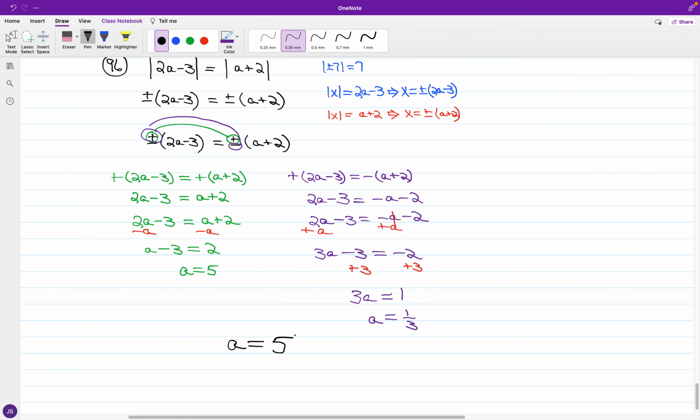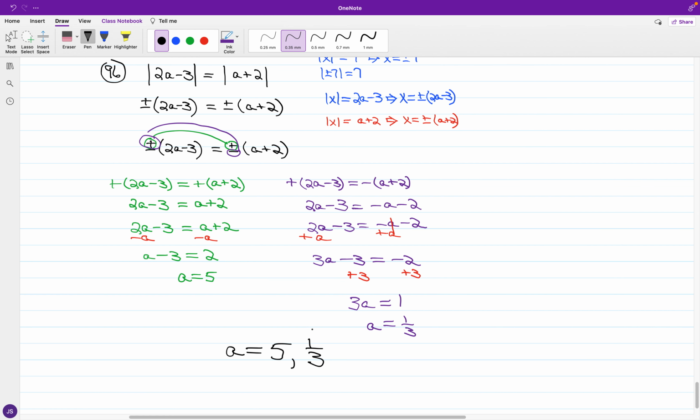So for what we have in the case of 96, that one is quite different. One value of a is going to be 5, and the other one is going to be a non-integer. We're going to have the fraction 1/3.